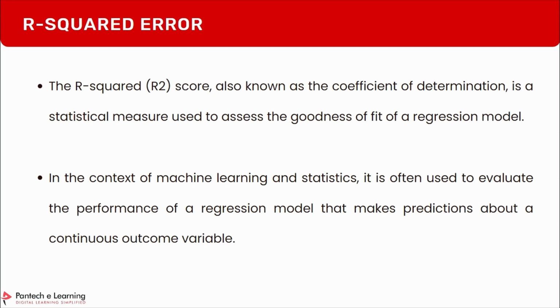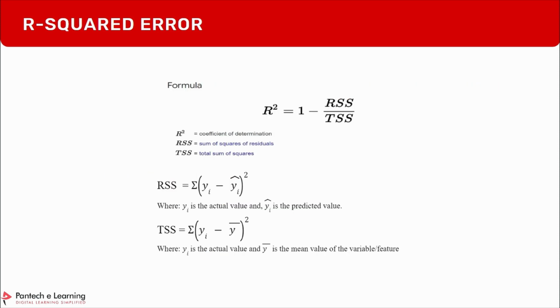Talking about R squared error, or simply called the R2 score, also known as the coefficient of determination, it is a statistical measure used to assess the goodness of fit of a regression model. In the context of machine learning and statistics, it is often used to evaluate the performance of a regression model that makes predictions about a continuous outcome variable. This is the formula: 1 minus RSS by TSS. RSS is the summation of (yi minus y hat) the whole square, which is the actual value minus the predicted value.